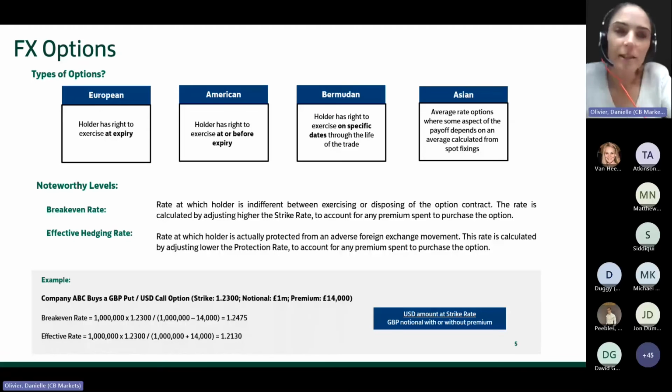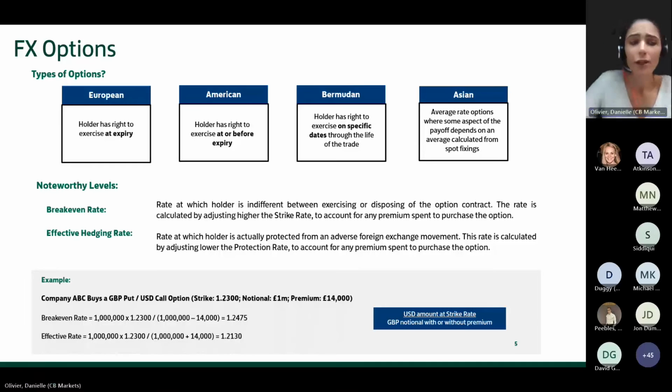Okay, so let's take a look at the different types of options. There are 4 types of options, mainly referring to when the option may be exercised. A European option can be exercised at expiry only. This is similar to the example we've just run through and is also the most traded type of option. An American option, on the other hand, can be exercised at any time up to and including the expiry date. A Bermudan option refers to specific dates throughout the life of the contract when the option can be exercised, so perhaps at the end of each month over 6 months.